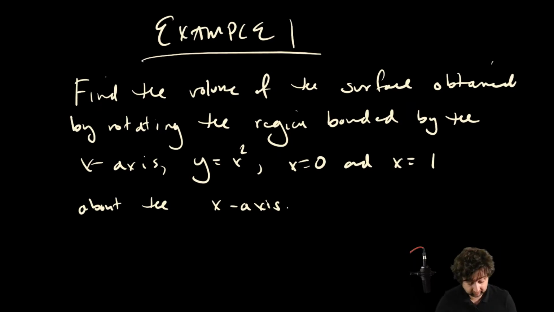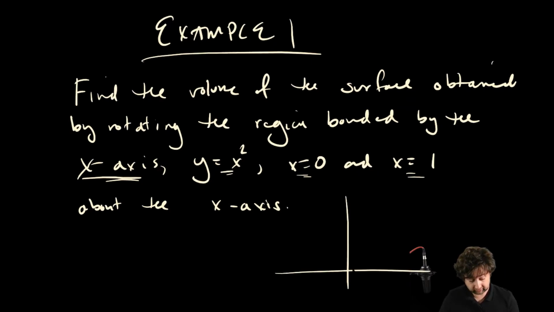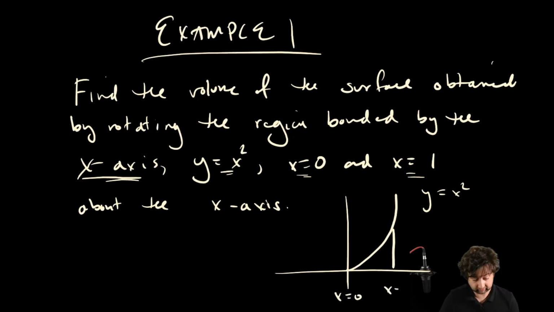So let's see. We're bounded by the x-axis, by y equals x squared, by x equals 0, and x equals 1. That means the region we're looking at is the part of the parabola y equals x squared that's underneath the curve and above the x-axis, bounded on the left-hand side by 0 and on the right-hand side by 1. And so the region is this region in here. The idea is that we're going to take that region and rotate it around the x-axis. I'm going to do this on the next slide so I have more room.